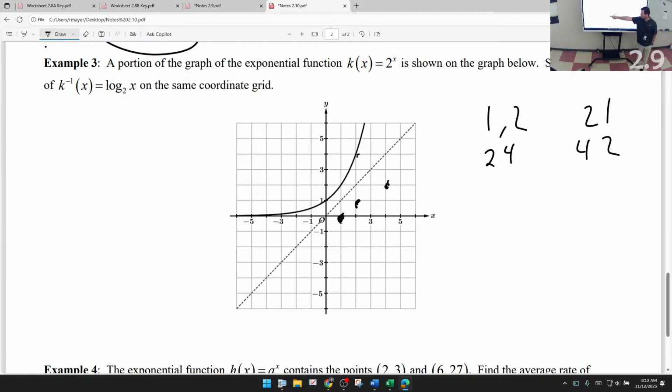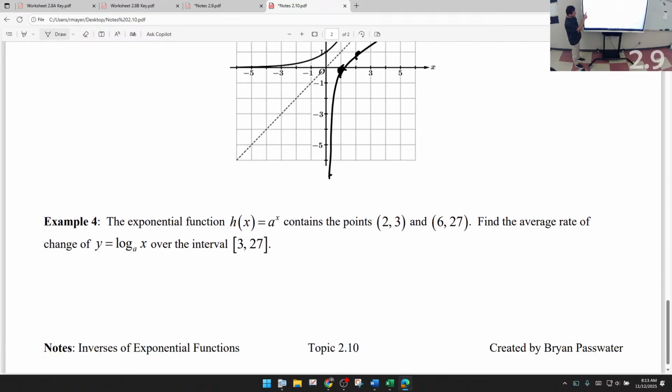This is getting closer and closer to 0. This is going to get closer and closer to 0. This is going to get further and further away from the line. That's a logarithmic graph because that's the inverse of an exponential. You guys are better at that than me. Beautiful.